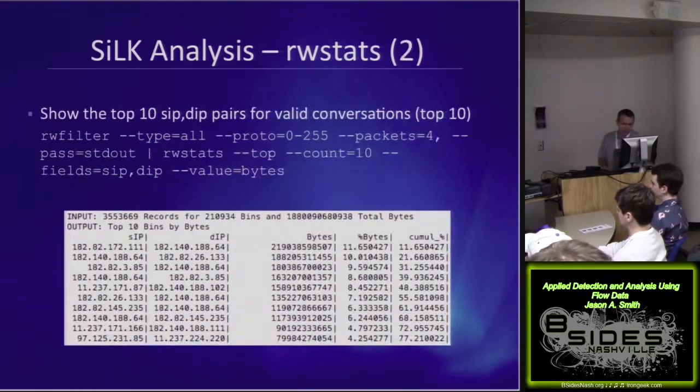Here is another stats example. Here we're just showing the top 10 SIP-DIP pairs, and so it's saying look at every SIP-DIP combination. And I want to sort this, and you just read kind of left to right. I want to sort by top and then count 10 for SIP-DIP pairs, and I want to sort it by bytes. And so by bytes, these SIP-DIP pairs had the most throughput across this network.